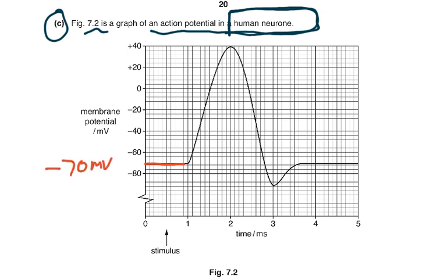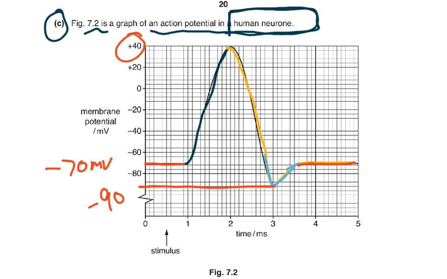And then we see this is the depolarization, and then we have the repolarization. Then we have the hyperpolarization, and then of course it is back to the resting potential here. So minus 70 millivolts goes up to plus 40, and then the hyperpolarization goes down to somewhere here, which is nearly minus 90.